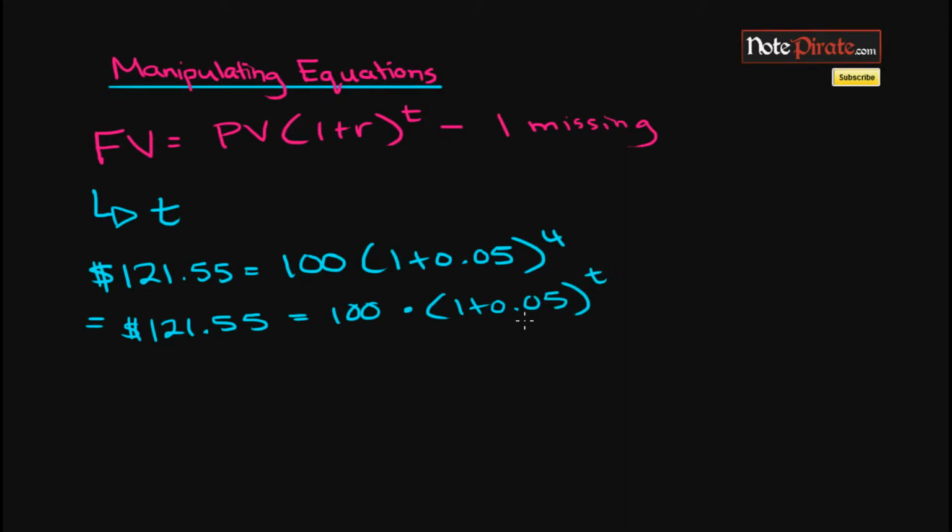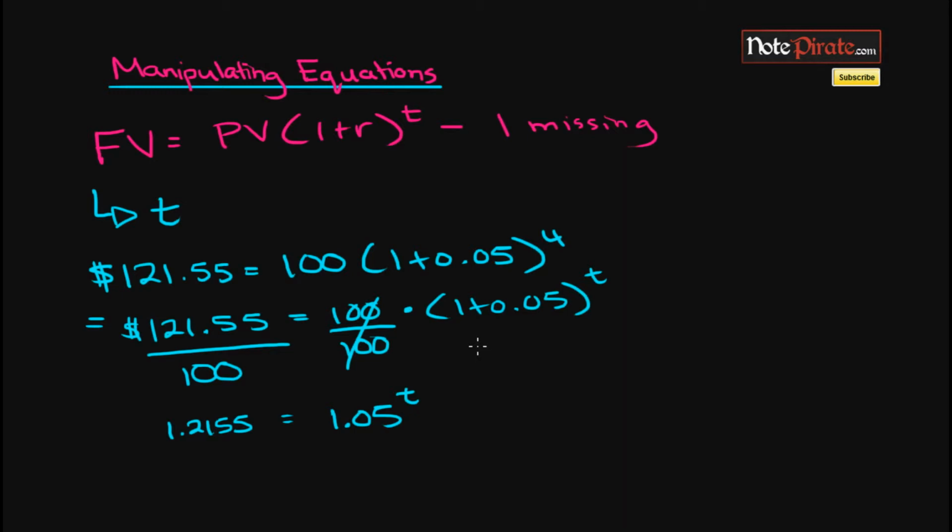So we can't work on the right side right here yet, because of course the variables associated with this 1 plus 0.05, so we must get rid of the 100 first by dividing. It'll cancel out. Whatever we do to the right side, we must do to the left side. So we'll be left with 1.2155 is equal to, and of course we can simplify this and just say 1.05 to the power of t.